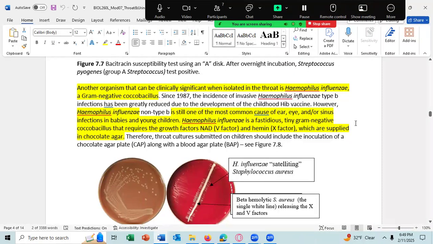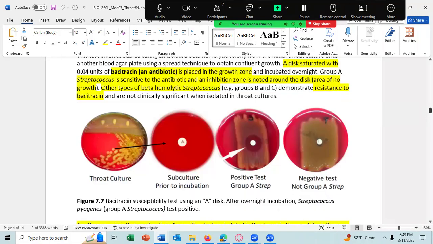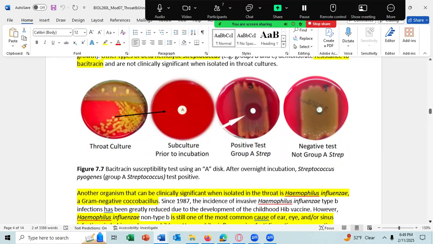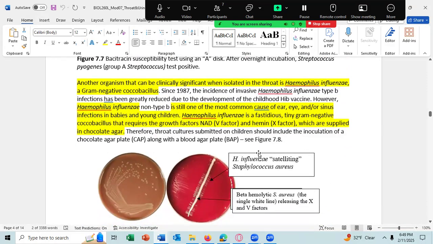The reason being is that Streptococcus pyogenes can grow because it lyses the blood cells, and when you lyse the blood, you release the chemicals in the blood that the Streptococcus pyogenes requires. And you don't need to know this, but it's actually the factor X and the factor V that Streptococcus pyogenes gets from the blood. Haemophilus influenzae does require the V factor and the X factor. The V factor is NAD and the X factor is Hemin.